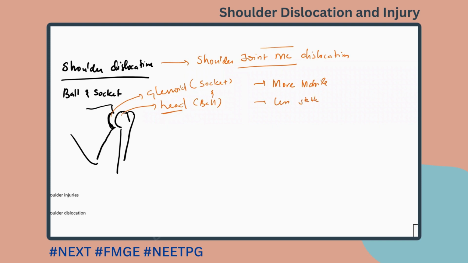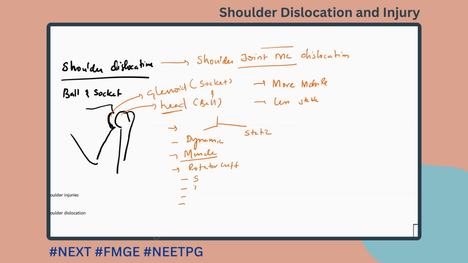Now, if it is such an unstable joint, there must be some factors to prevent dislocation. The main factors which prevent dislocation of the shoulder are two. One is the dynamic stabilizers, another is the static stabilizers. What do dynamic stabilizers mean? Dynamic means it keeps moving. So what is the structure that moves? The muscles. What are the muscles around the shoulder joint that prevent dislocation? Those muscles are called the rotator cuff muscles, and there are 4 rotator cuff muscles.